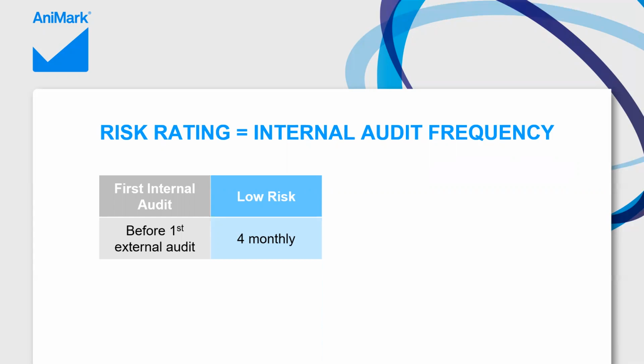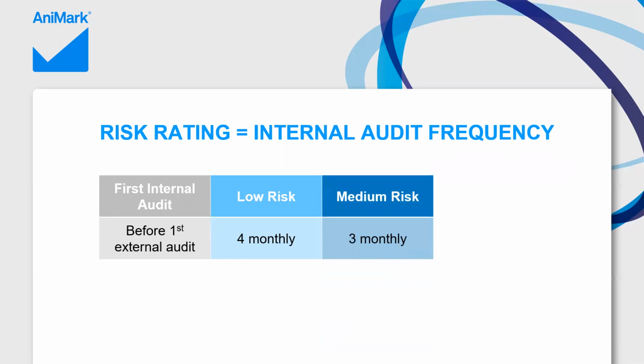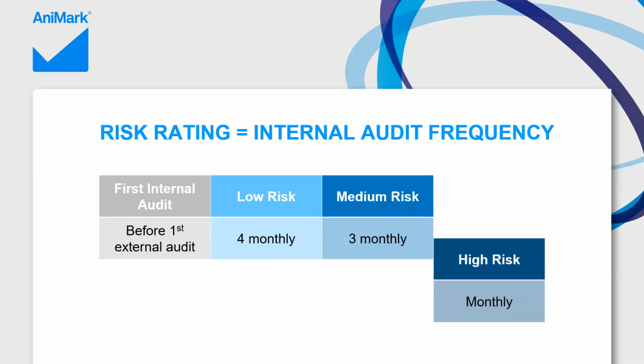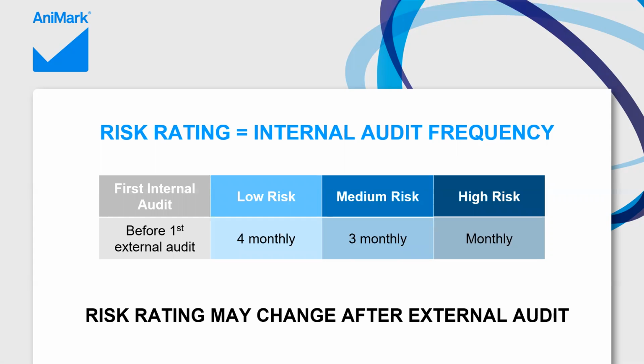A medium risk rating requires internal audits to occur every 3 months, and a high risk rating requires internal audits to be conducted every month. Internal audits will be available in the ANIMARC conformance system and will have a due date applied so you can keep track of what is due and when. It's important to remember that the risk rating can change after each external audit, and the system will create the correct number of internal audits based on the risk rating assigned after each external audit.